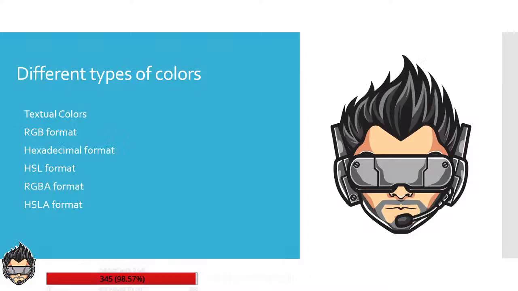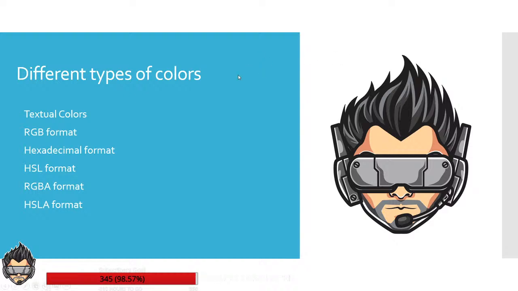So yes, the first concept is colors. As the name states, how to represent a color. There are many ways to represent a color. There are many ways to print the color onto the screen. So the first way is the textual color. The second is RGB, hexadecimal, HSL format, RGBA, HSLA and so on. So these are the six color formats that we need to know.